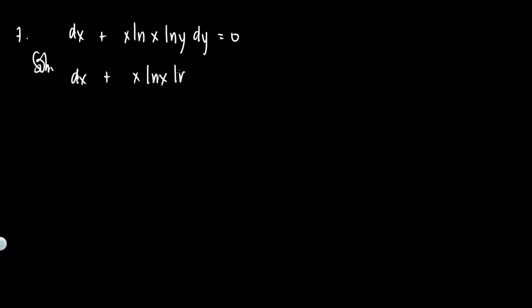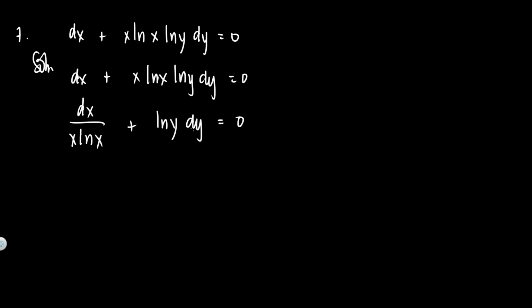Okay, number 7. dx plus x ln x times ln y dy equals 0. Find the general solution. Okay, so dx plus x ln y dy equals 0. Separate the variables. So we have dx over x ln x plus ln y dy equals 0. Okay, yung first term, if we let u be equal to ln x, so du is dx over x. So therefore, yung integral nito is ln of ln x.